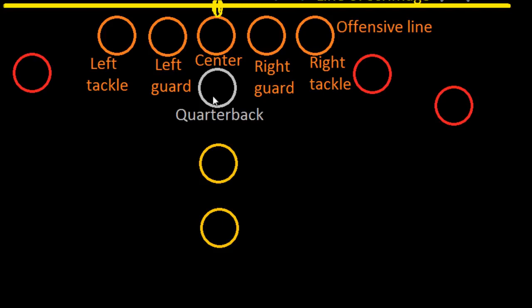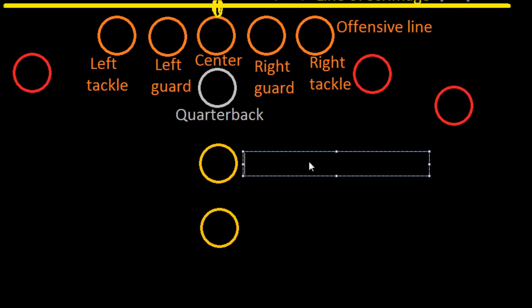As we said, right behind the offensive line is the quarterback. The center is going to snap the ball back to the quarterback, and so then the quarterback has a decision. He can either pass the ball or he can hand off the ball. So what he would do for a handoff, he would turn to one of these guys behind him.